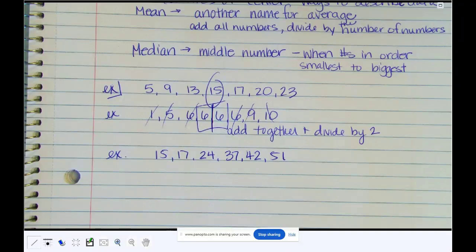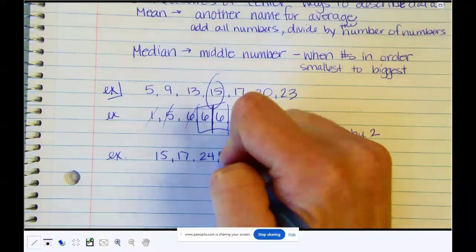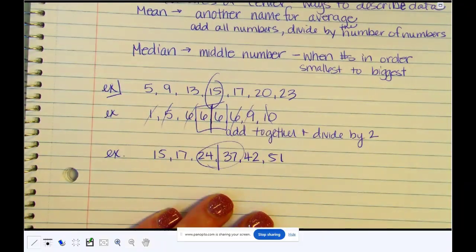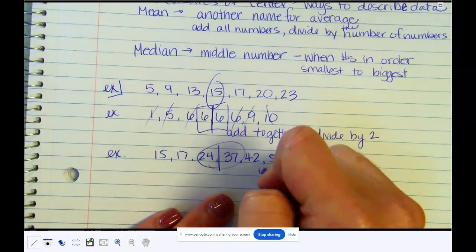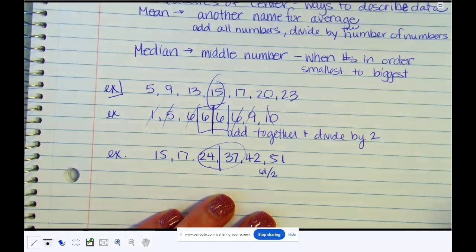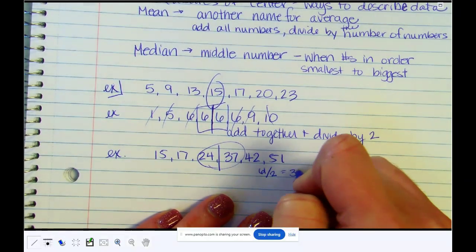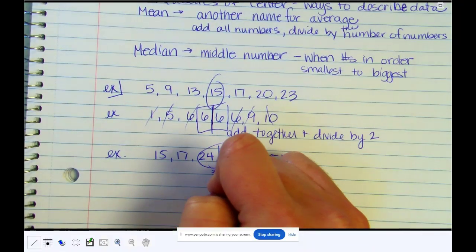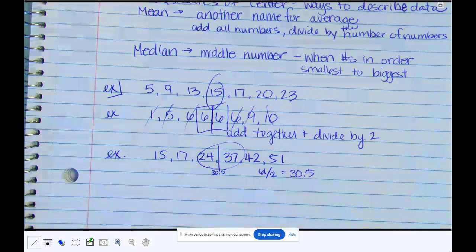I don't want to know the number, but between what 2 numbers is your median here? Yep, it's between 24 and 37. Now, guess what? I don't know what's halfway between those. So, add them together, which is 61. Divide by 2. So 30.5 is the median. 30.5 is exactly halfway in between 24 and 37.